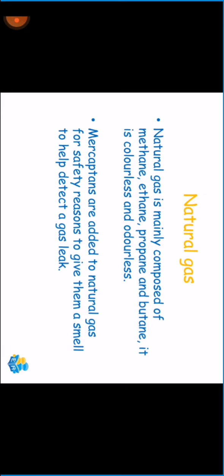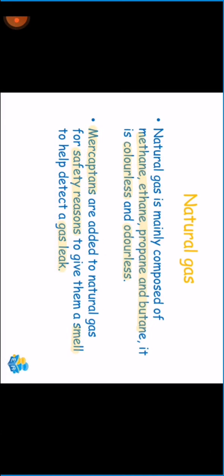If we look at natural gas in particular, natural gas or refinery gas, it's mainly composed of methane, ethane, propane and butane, and it's colourless and odourless, so it can be quite dangerous. So when you get a smell of gas from a gas leak, that's actually the mercaptans that are present in it.